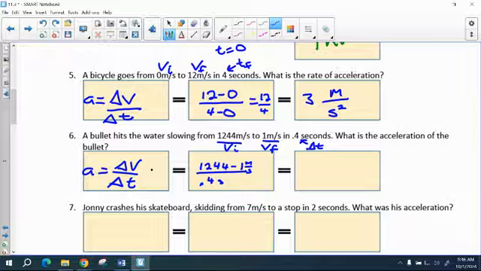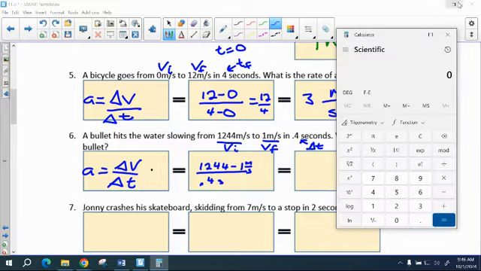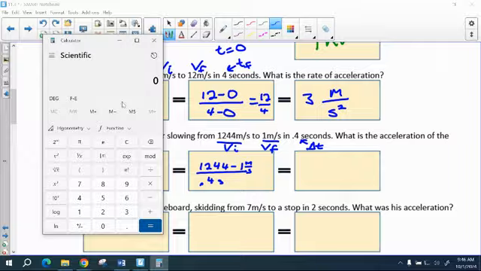So we're going to have to do the calculator. I'll do the first part. 1244 minus 1 is 1243. 1243 divided by 0.4. Now it's going to be a really big number.